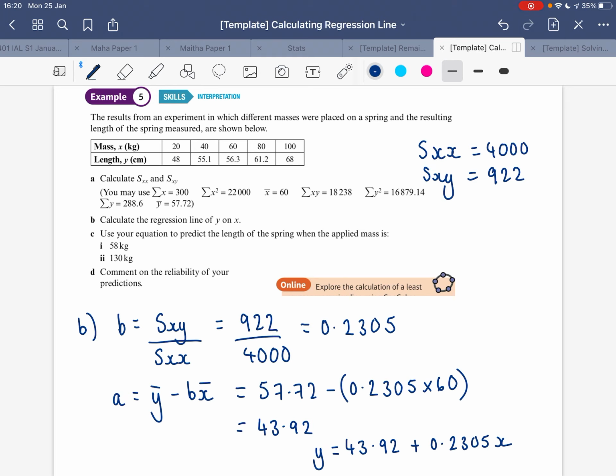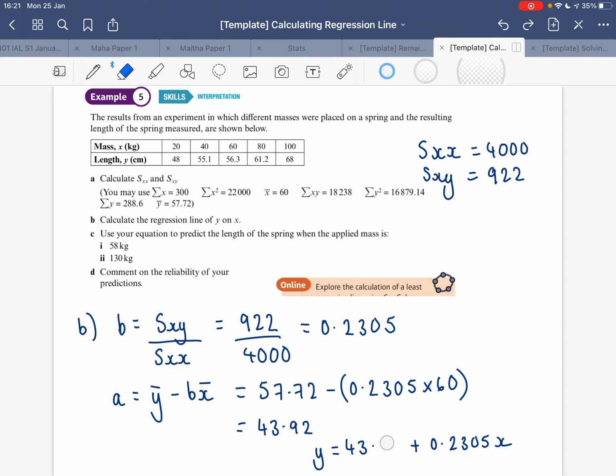Let me just check it. 57.72 minus 0.2305 times 60. Yeah, I've typed something in my calculator wrong. That's too big.